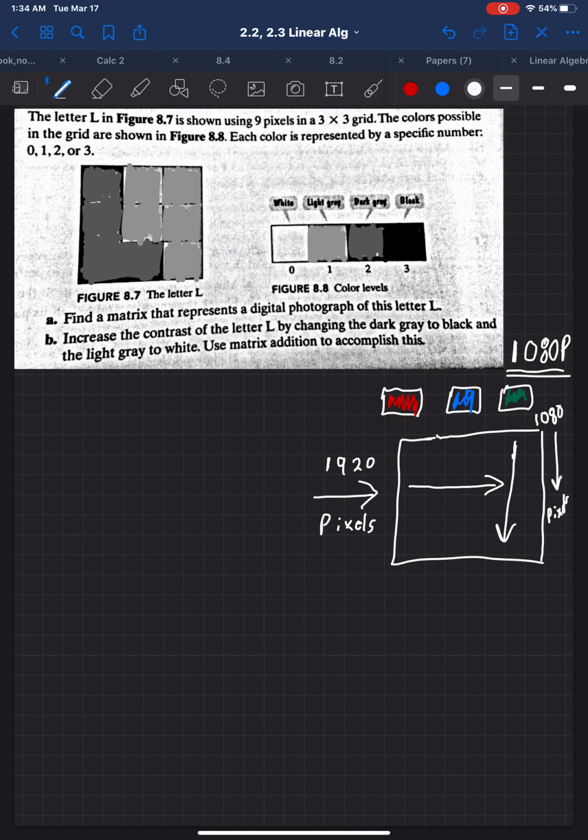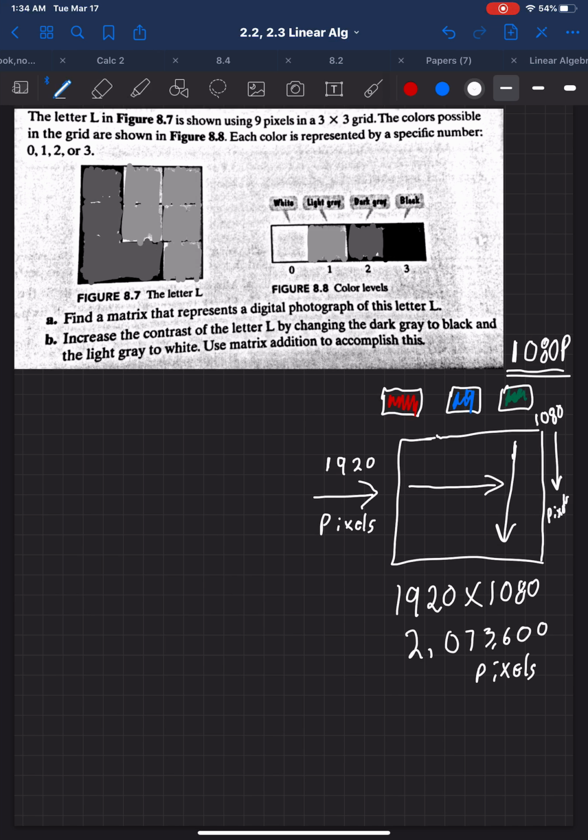Now, a simple multiplication, 1920 times 1080, would give you a little bit over 2 million pixels, assuming my arithmetic is correct.